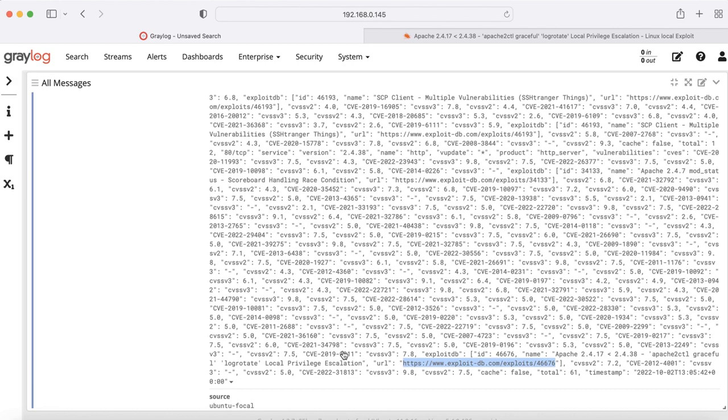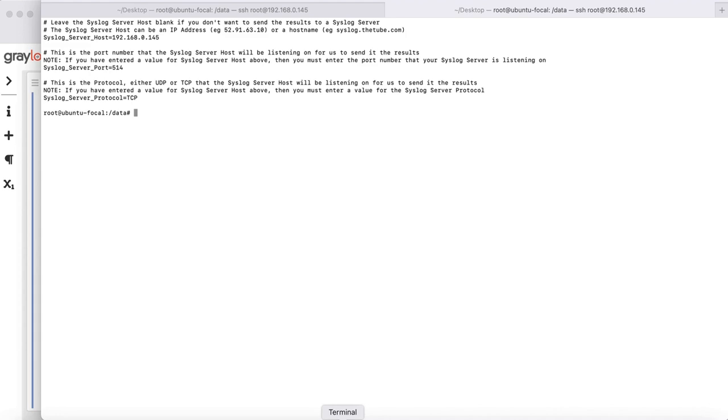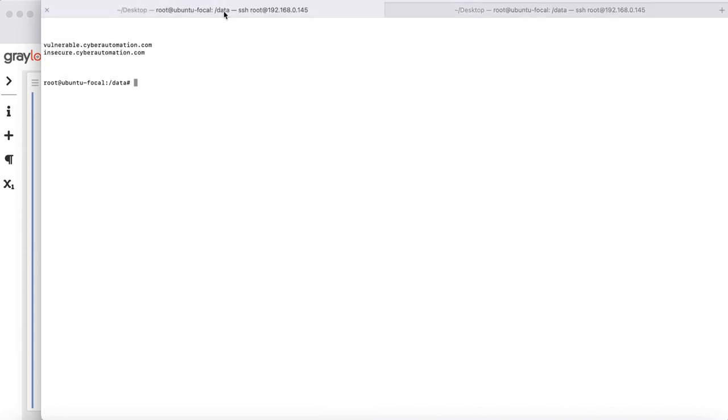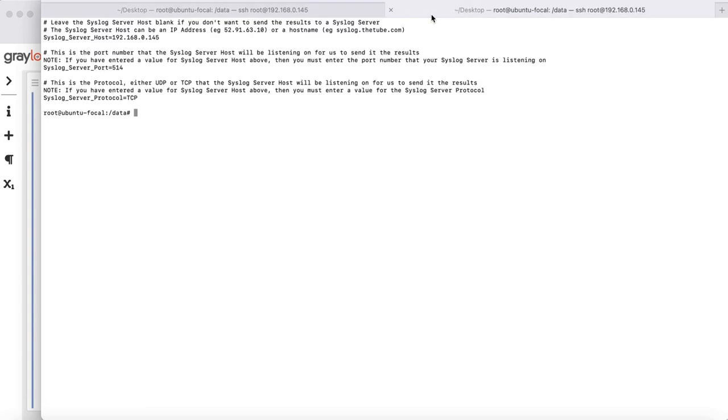The system's quite easy to use and only requires a couple of inputs. The first being the actual names of the systems, and that's inputted in a targets file. And here we have vulnerable.cyberautomation and insecure.cyberautomation. These are not real systems. These are used for demonstration purposes. The other configuration is to outline exactly where the SIEM is. Where is that syslog server, the port that it is listening on, and the protocol.